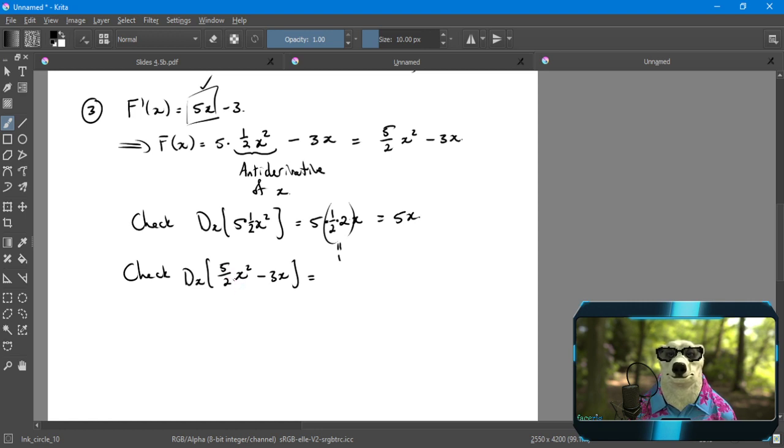So now, if I keep my 5 over 2 in front, which the constant times a function property allows me to do, x squared's derivative is 2x, and then I have a minus 3. When I simplify that, the 2 and the 2 cancel. I get my target. I know I'm correct.